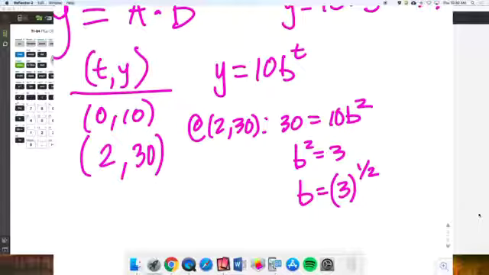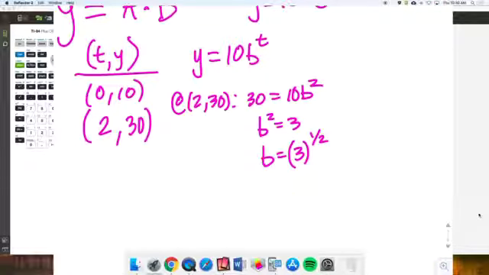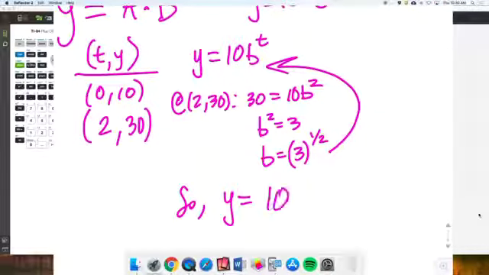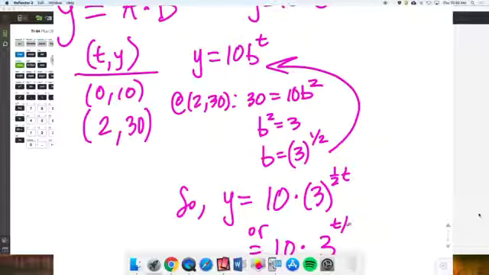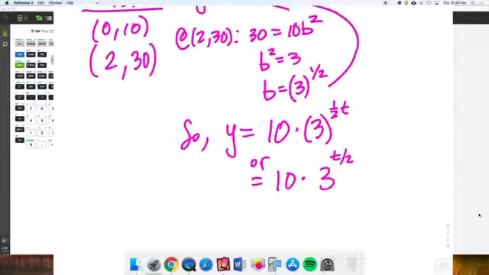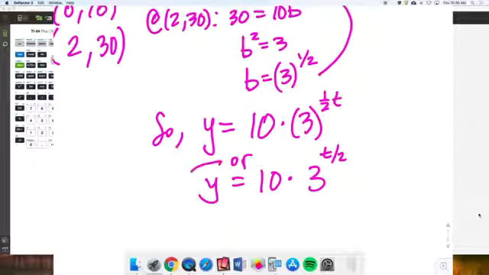And we don't need to consider the negative one because we can't have a negative base. So then you plug that back in here, and you get y equals 10 times b, which is 3. And remember, all you have to do is multiply. So it's 1/2 times t, or you can actually write it a little bit nicer, 3 to the t divided by 2. 1/2 of t is the same as t divided by 2. Okay, so that is going to do it for us.